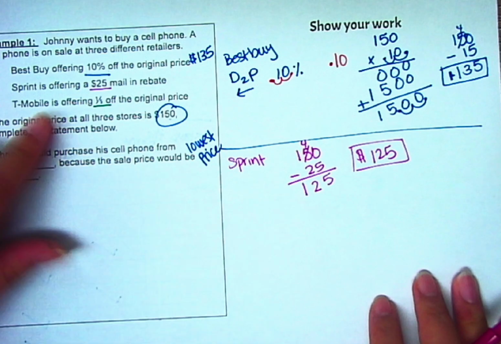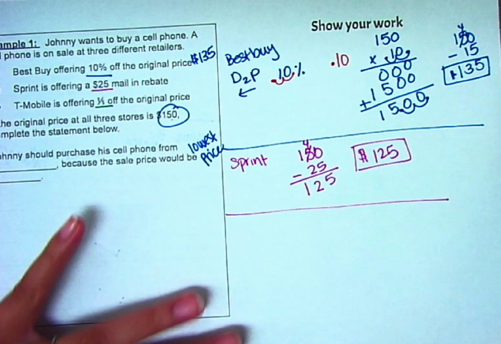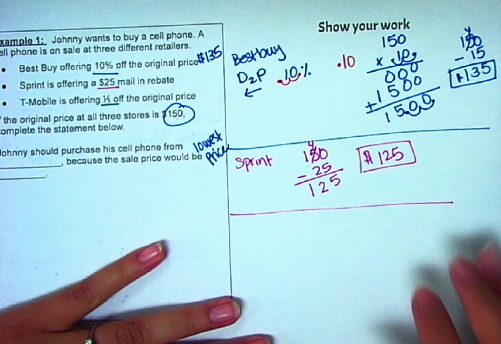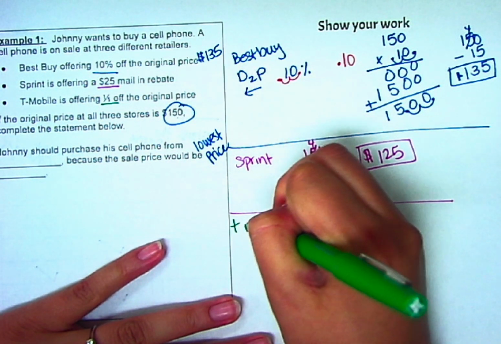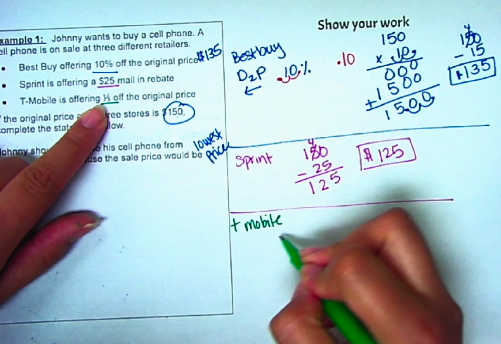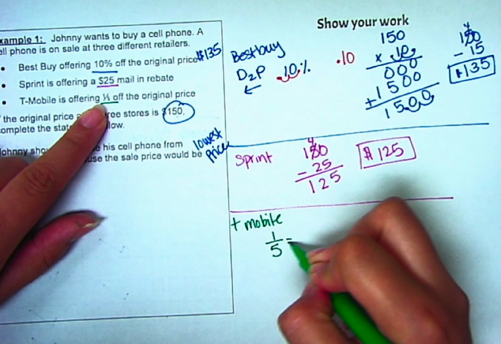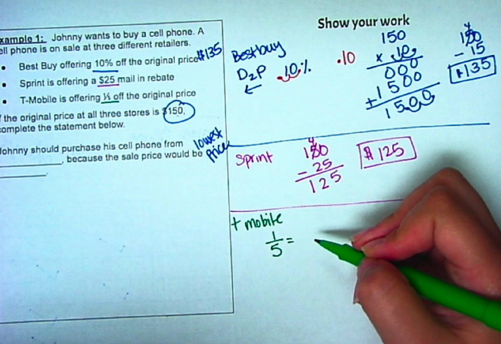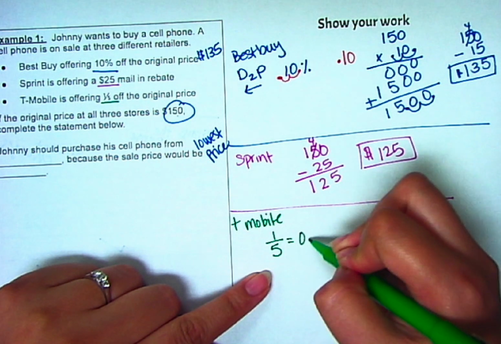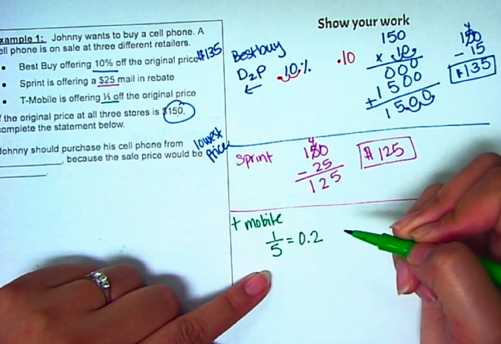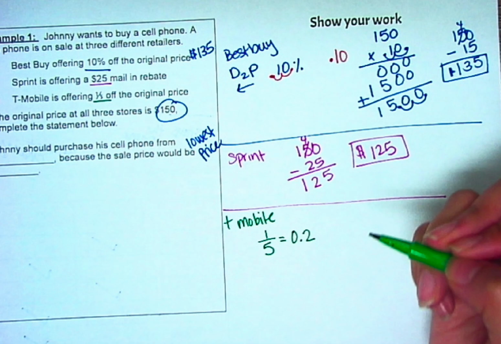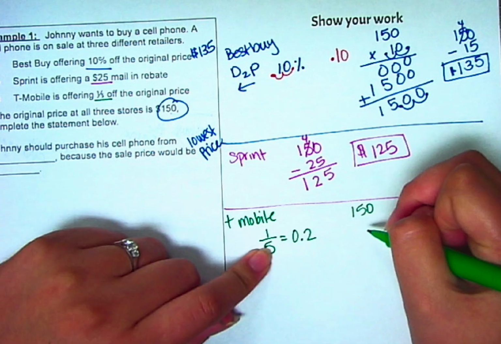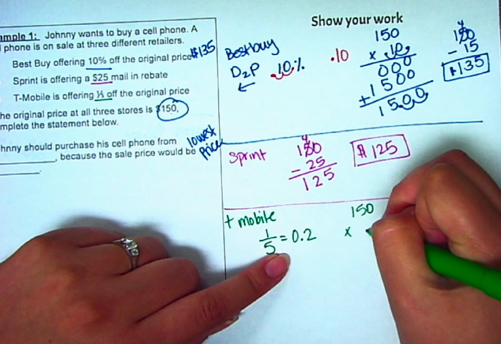Okay, so now let's do the last one. The last one is T-Mobile. So T-Mobile is offering 1/5 off the original price. Make sure that you are turning that fraction into a decimal. Okay. If you need to, look at your notes really quick. 1/5 in decimal form is 0.2. Okay. So again, we have to multiply our original price times our discount, which is 0.2.